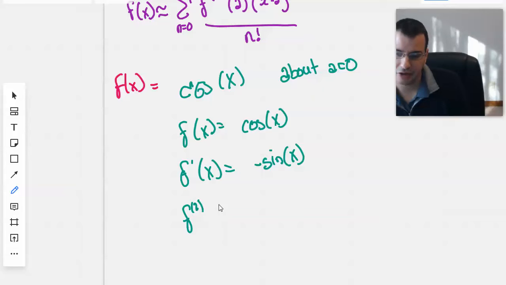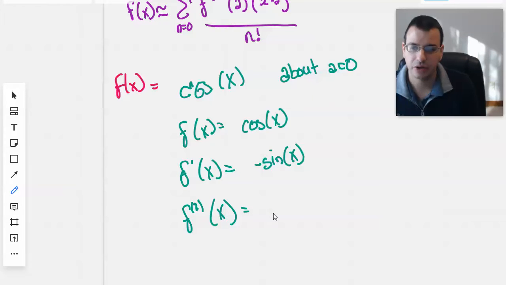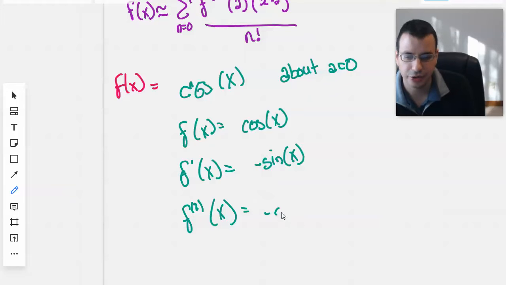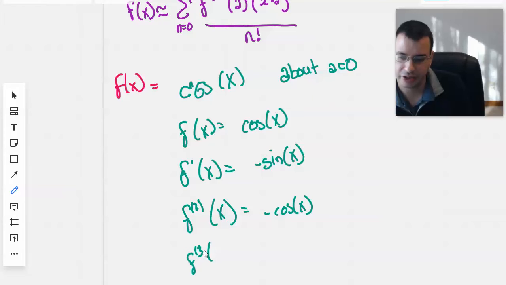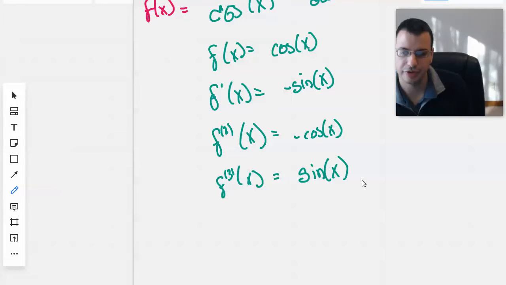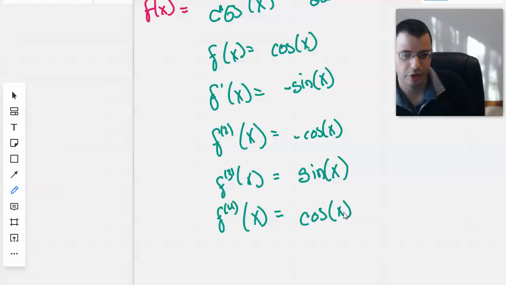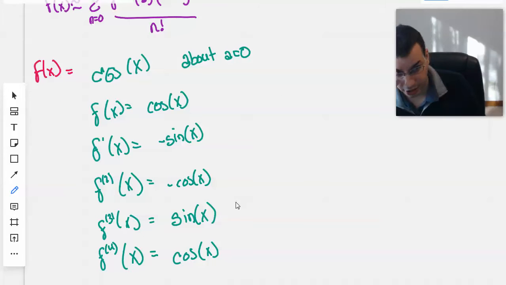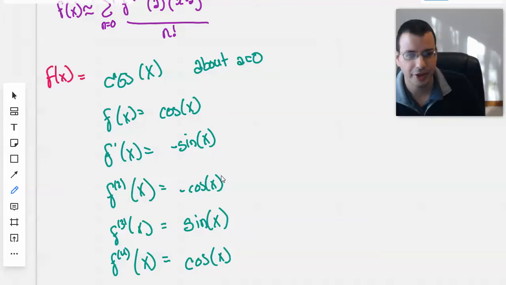F second of x equals negative cosine of x. F to the 3rd of x equals, back to sine of x. There we go. And then I know that the derivative of 4th of x equals cosine of x. And we're back to the beginning. Okay? Not everything will loop after the 4th derivative. That's just a cosine, sine, imaginary number type thing.